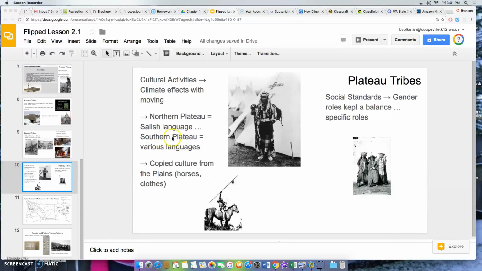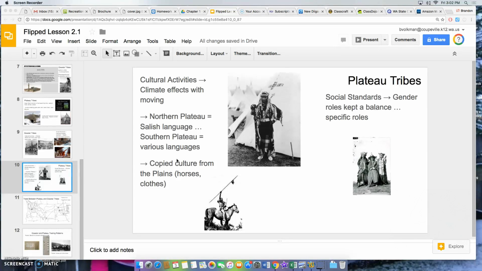Also in the Plateau tribes, we can see that there are two main languages. We had the Northern Plateau, which was mainly Salish language, and the Southern Plateau, which was made up of other various languages. The other big thing that impacted the culture of the Plateau tribes was where they were.